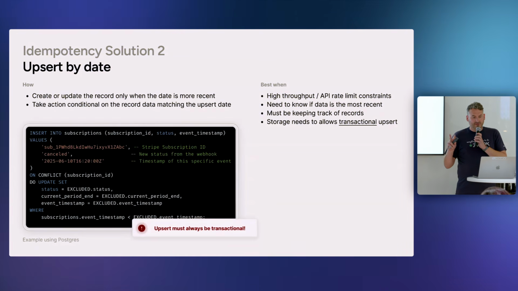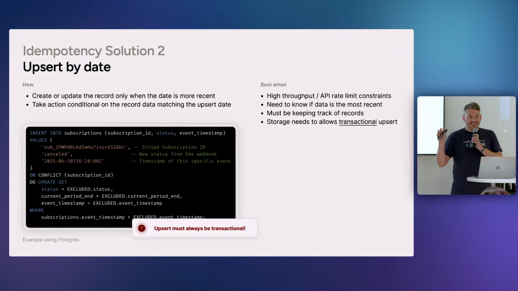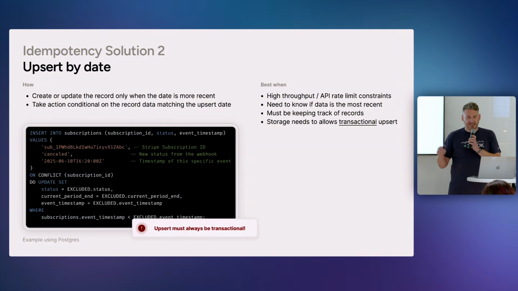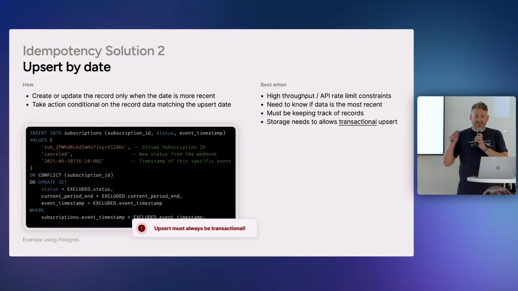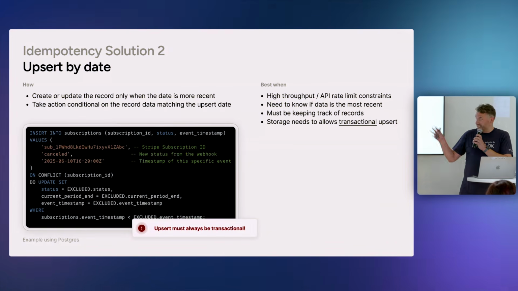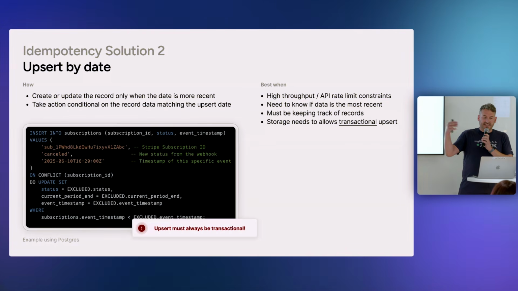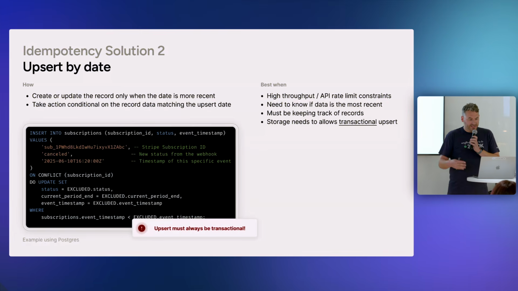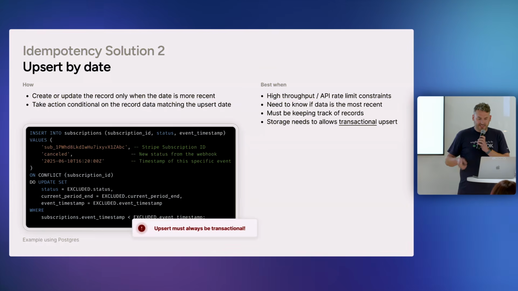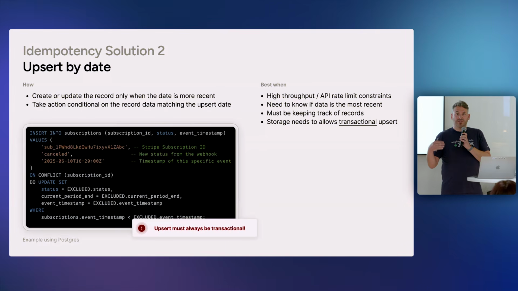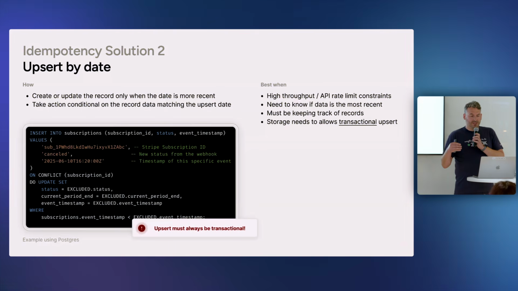The second one is upsert by date. This is where you have a transactional, ACID compliant upsert, so to insert or update the record if the incoming event is newer. This is a Postgres example. You've got an insert, and when there's a conflict, instead of doing the insert, you do an update based on a unique identifier, the subscription ID in this case, but only if the timestamp is newer. So you're ensuring that you're only updating the data if it's the newest piece of data available.